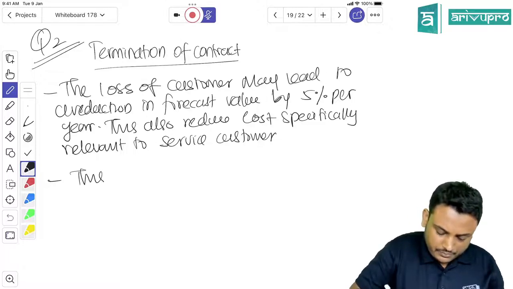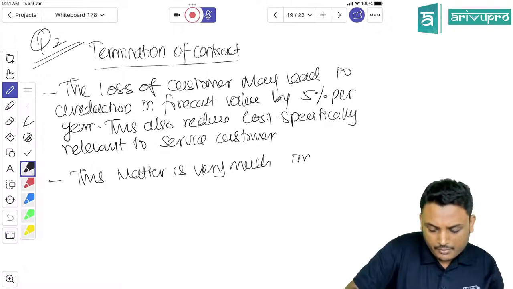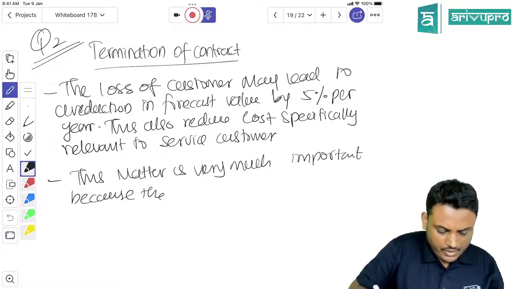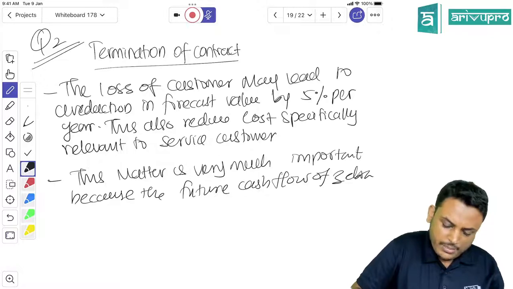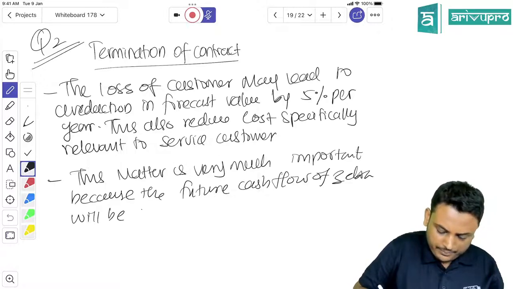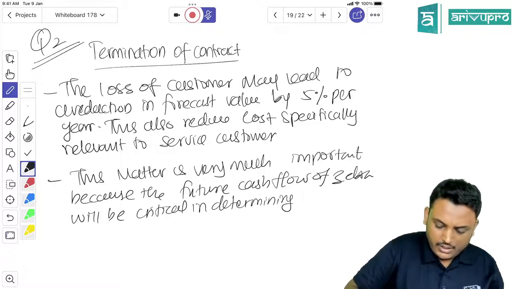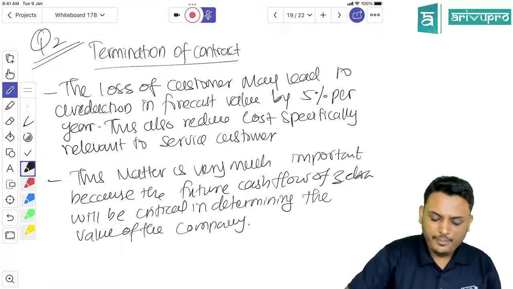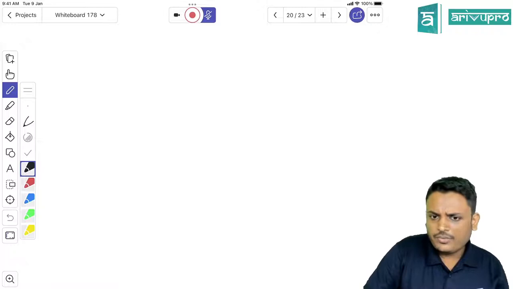This matter is very much important because the future cash flow of Zebra will be critical in determining the value of the company. So that's what I'm saying, it is important, right? And the same thing, one is the cash flow problem and the termination.